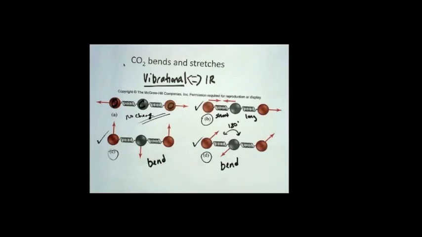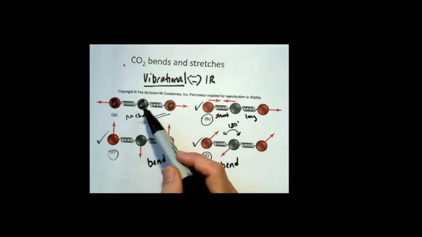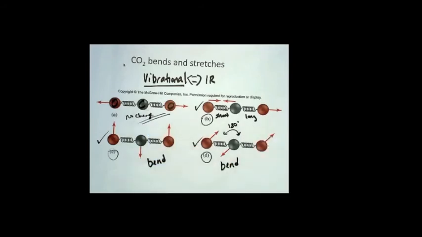So only molecules that are capable of undergoing the types of bends and stretches that change the overall electron distribution of the molecule are going to be capable of absorbing infrared radiation, and those are the ones that we're going to call greenhouse gases, because they can absorb the radiation.